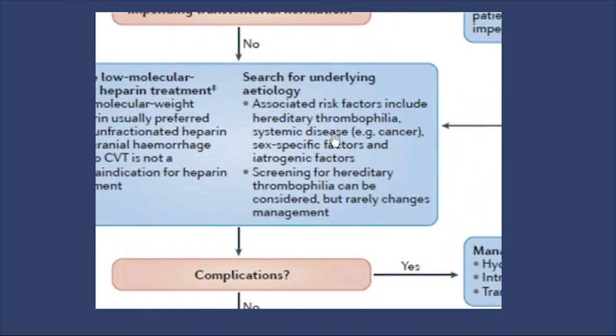We are anticoagulating. Anticoagulation is anticoagulation. So search for underlying etiology. That includes associated risk factors like hereditary thrombophilia and systemic disease like cancer. And screening for hereditary thrombophilia can be considered, but rarely changes the management.